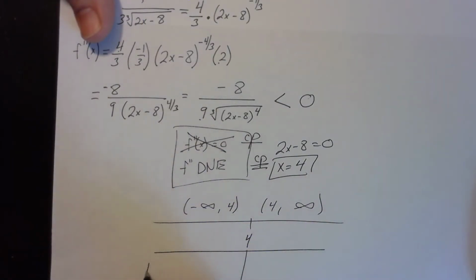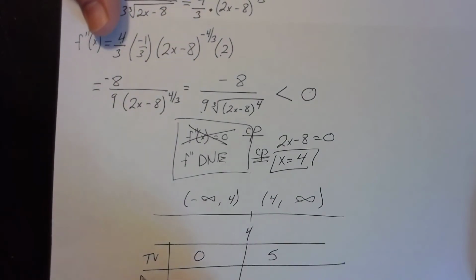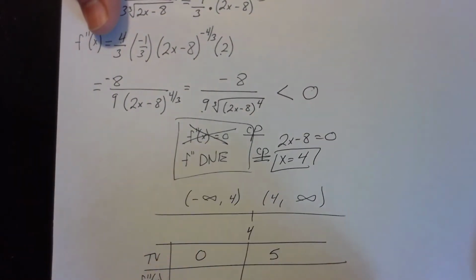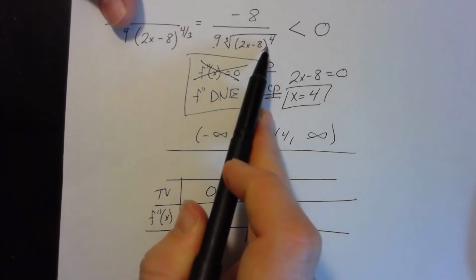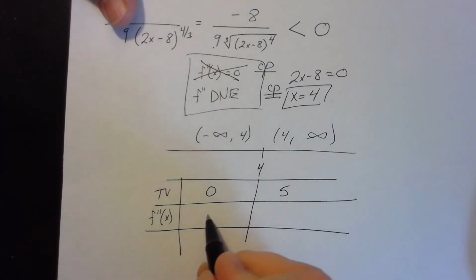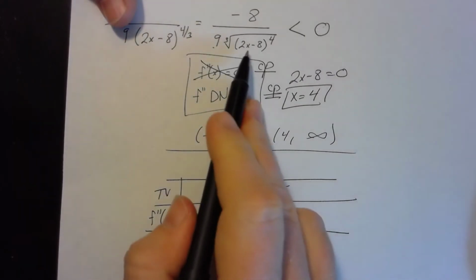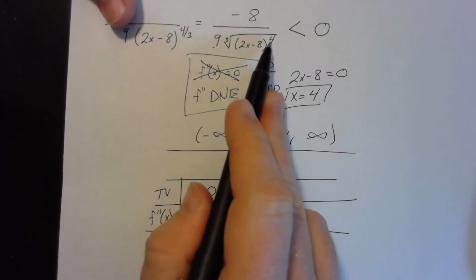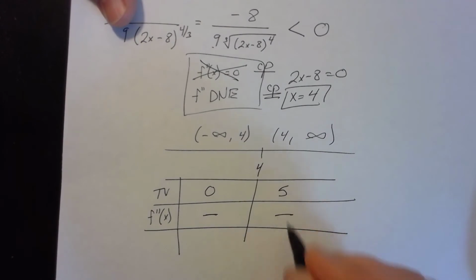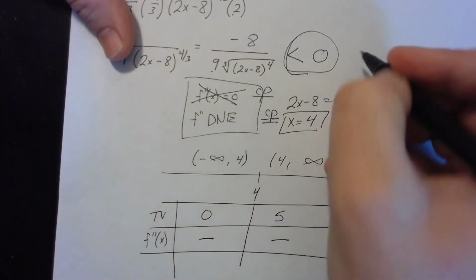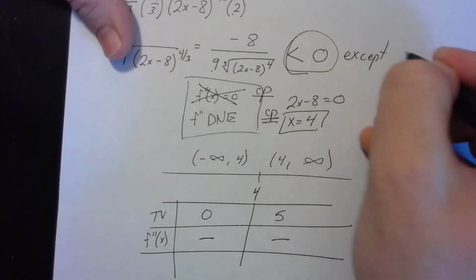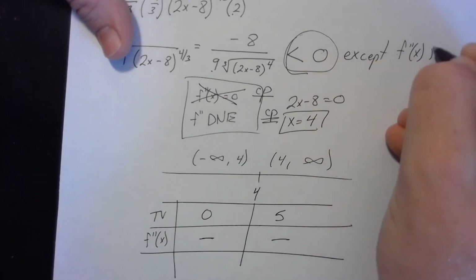I'm going to have a test value. The test value being, let's say, 0 here and say 5 here. And I'm going to have the second derivative function. When I plug in 0, I'm going to have negative 8 to the 4th power, which is positive, positive, positive, and then spits back a negative. And then when I plug in 5, I get 10 minus 8 is 2. 2 to the 4th power is positive. Negative on top is negative. So now, one more time, this is true, except where the second derivative does not exist.